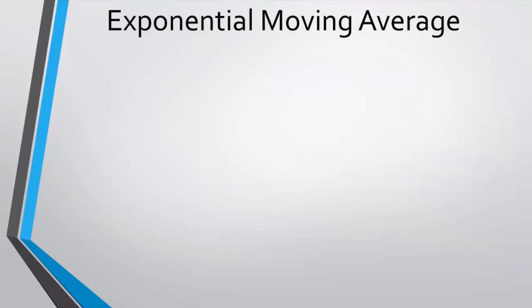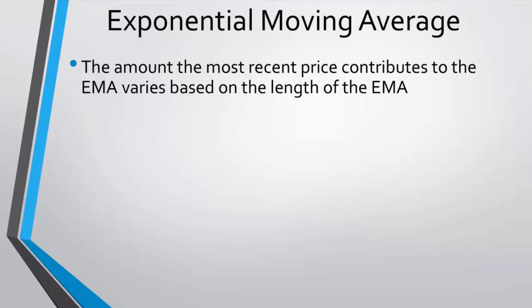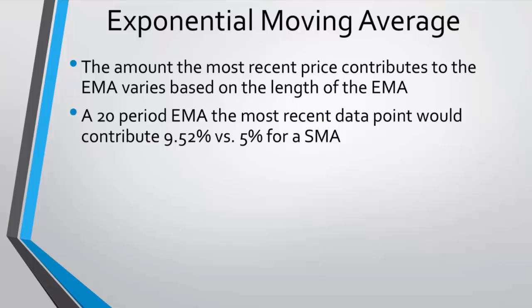The amount the most recent price contributes to the EMA varies based off the length of the EMA. For a 20-period EMA, the most recent data point would contribute 9.52% versus 5% for an SMA. Why 5% for an SMA? Because there's 20 periods, so each one would contribute 5%. Again, you could just do the math of 100 divided by 20 gives you 5, so it's going to be 5%, versus the 9.52 by plugging our data into the alpha equation, which gives us 2 divided by 20 plus 1, or 0.0952, versus 1 divided by 20, which gives us 0.05.